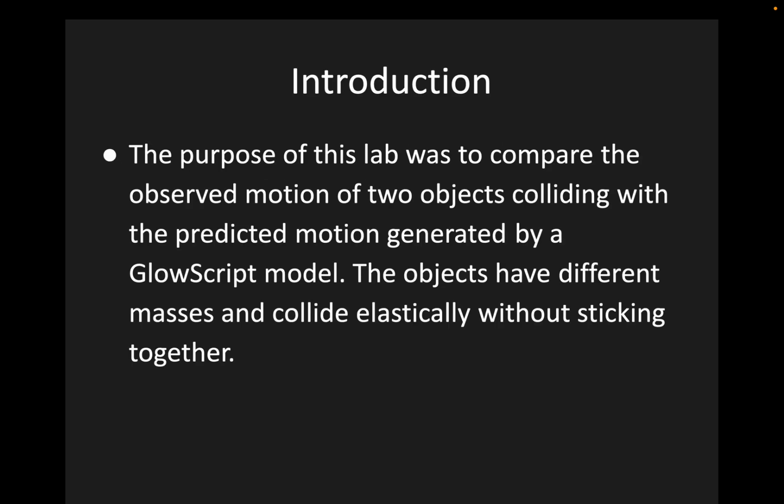The purpose of this lab was to compare the observed motion of two objects colliding with the predicted motion generated by a GlowScript model. The objects have different masses and collide elastically without sticking together. The two objects in this were two erasers of different masses. One was a heavier eraser made of plastic, and the other one was, I don't know what it was made of, but it was lighter. It was just lighter.